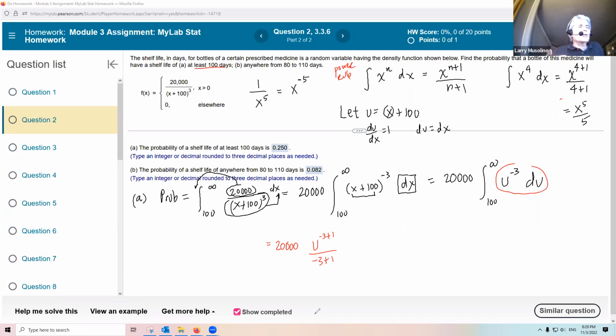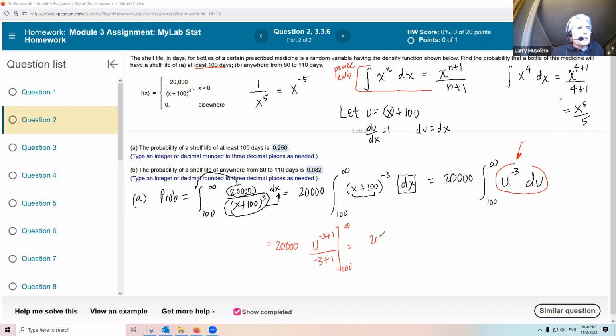The only reason I'm using u substitution is to get the integral to look like this format so that I can match it up to this power rule. All right, let me keep going. So this is going to be, and by the way, we're going to evaluate this from 100 to infinity in the end.